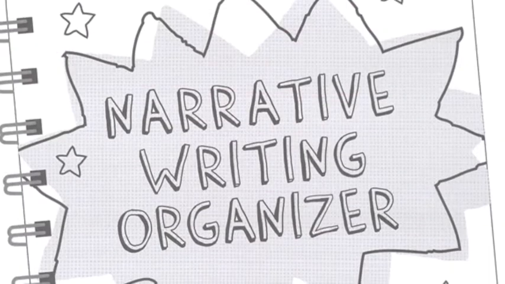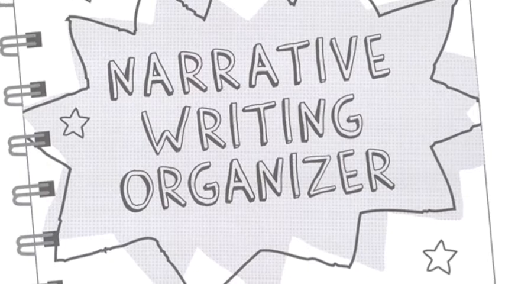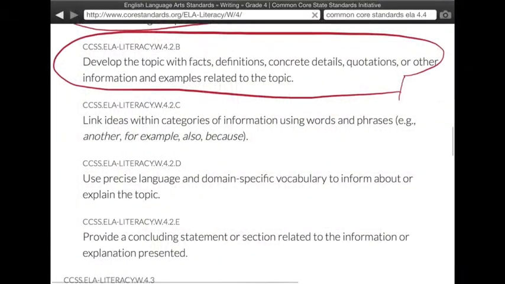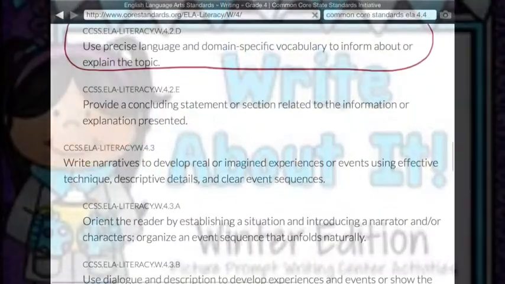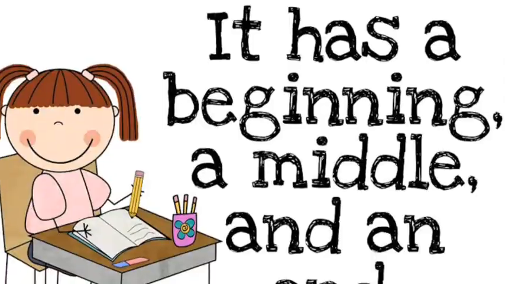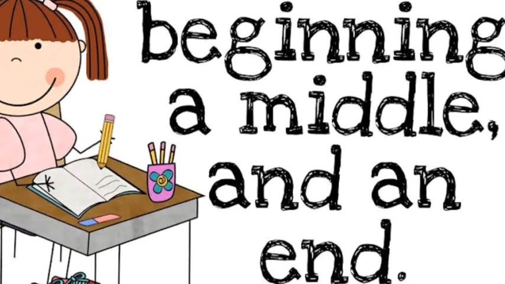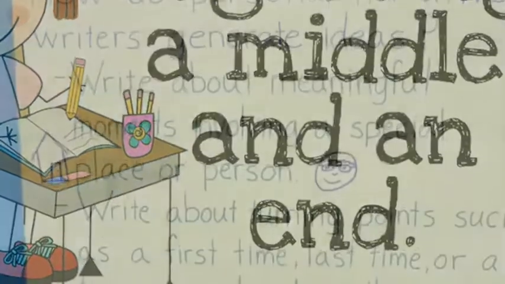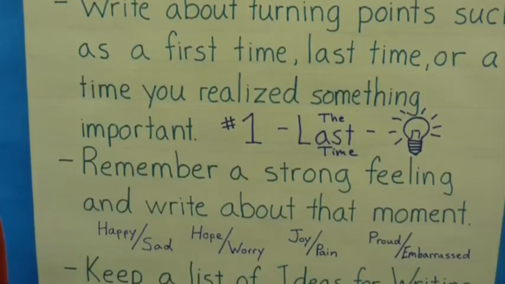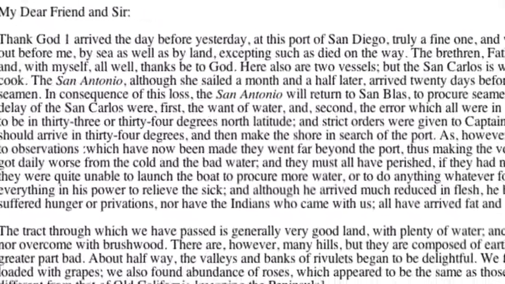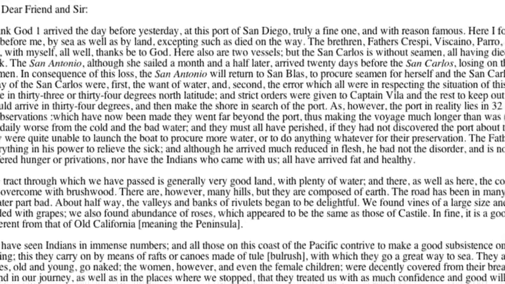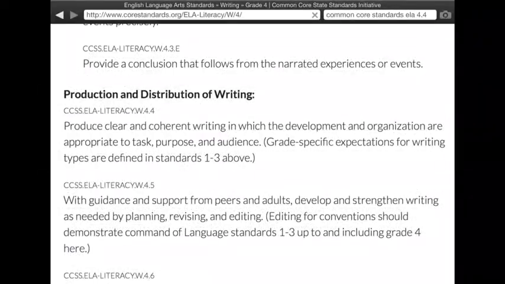They will also write narratives to develop real or imagined experiences or events using effective technique, descriptive details, and clear event sequences. They will orient the reader by establishing a situation and introducing a narrator and/or characters, organize an event sequence that unfolds naturally. Students will produce a clear and coherent writing in which the development and organization are appropriate to task, purpose, and audience. Grade-specific expectations for writing types are defined in Standards 1 and 3.